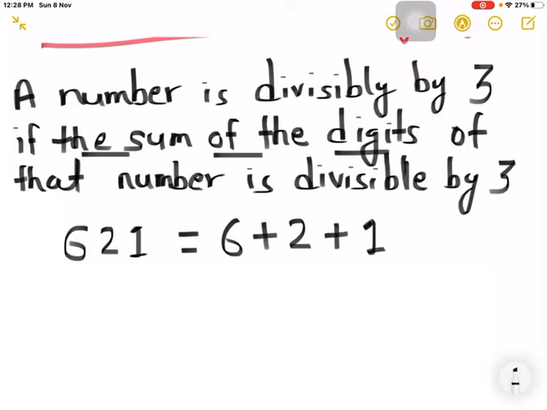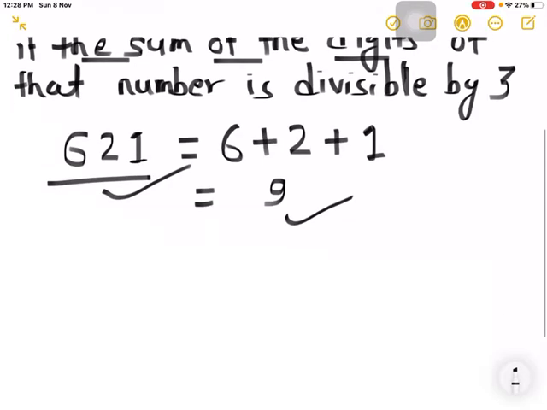What is the sum here? 9. Here the sum is 9. See, 9 is divisible by 3, so the whole number 621 is divisible by 3. Understood? So let us take another number.